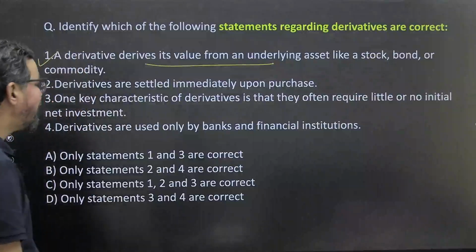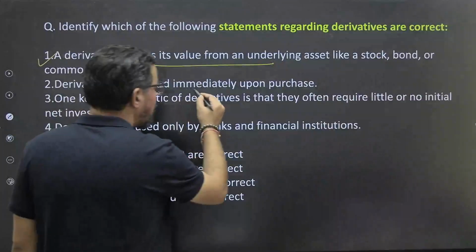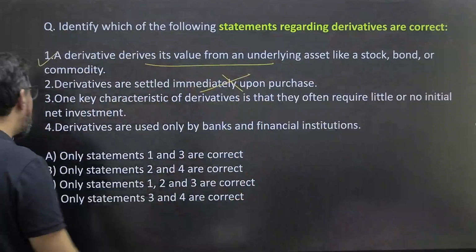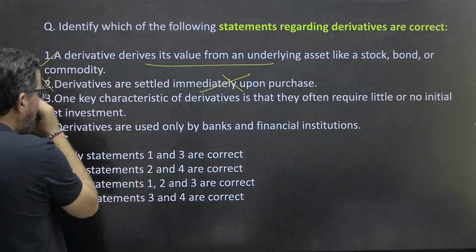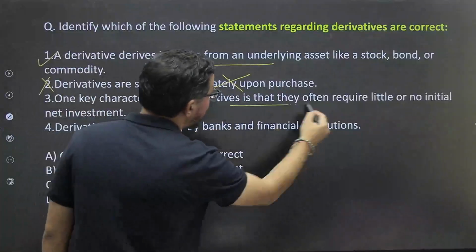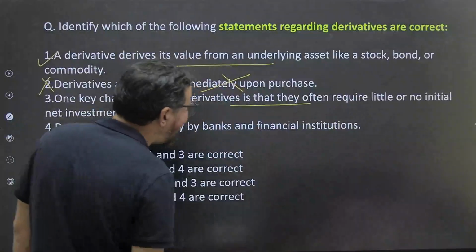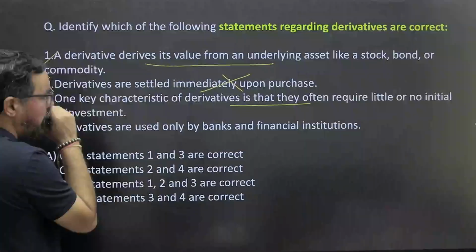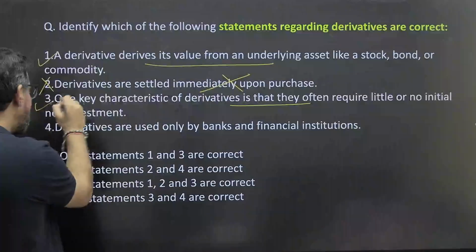Derivatives are settled immediately upon the purchase. No, they have a future date. So statement 2 is wrong. One key characteristic of derivatives is that they often require little or no initial net investment. 100% true.